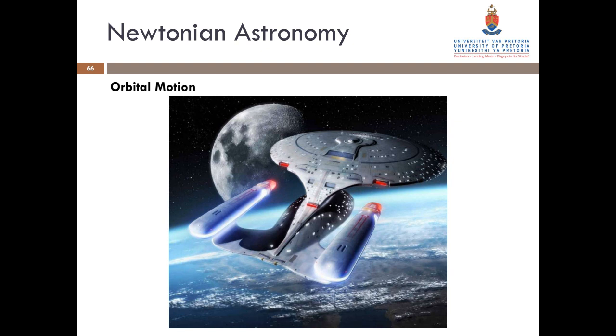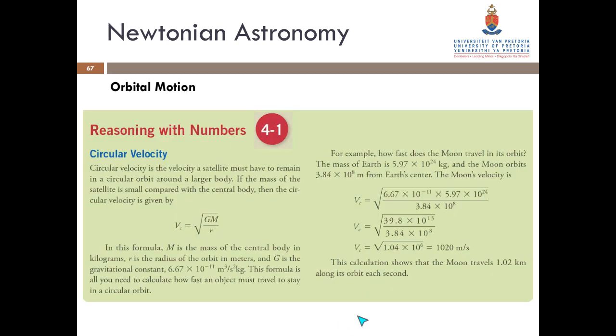So yes, that is correct. The first thing is you get close enough to start falling but still missing the planet, and then you increase or decrease your speed depending on how high of an orbit you want to be. So we can actually calculate what the speed needs to be. We can call it the circular velocity.